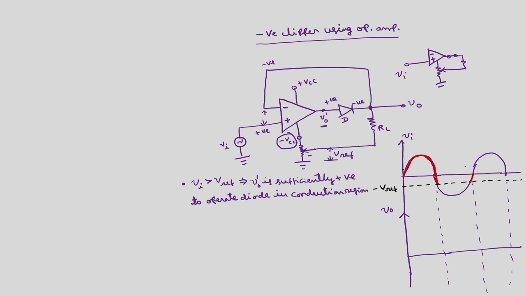This will be short circuited. This is the output voltage. This is basically a voltage follower, so output is equal to input. During this red portion, output is equal to input. So here this output is the same as input from here up to here, and again here.